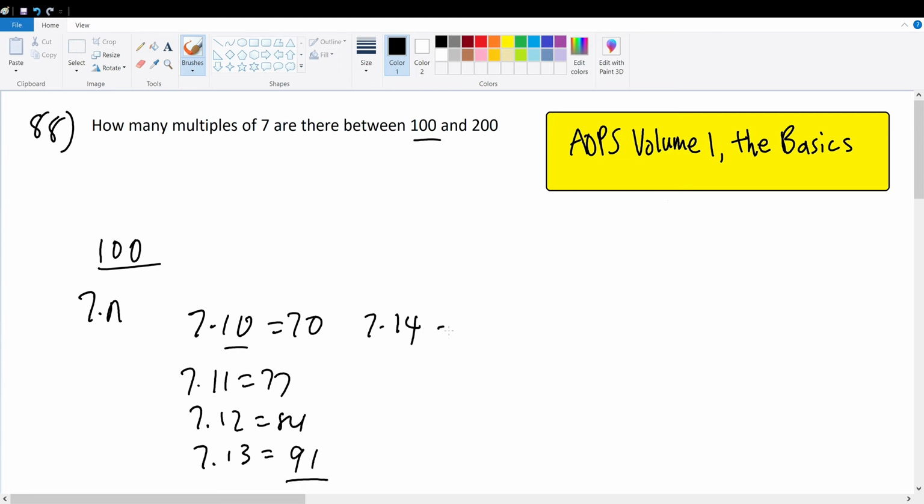So 7 times 14 will be 98. So we still need to multiply one more, which is 105. So it begins at 15. And then where does it end?